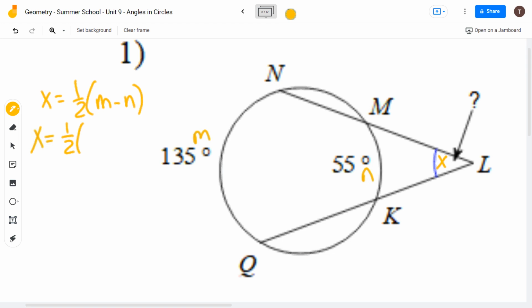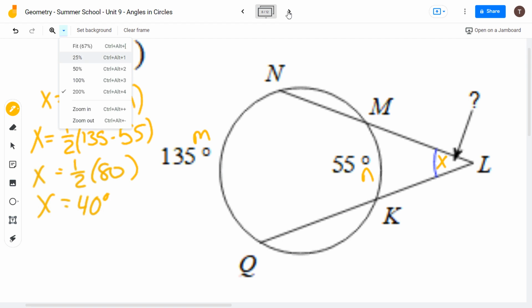In this case, it's not always 1/2. My m, I said, was 135. And my n, I know my n. It was 55. So 135 minus 55 is 80. I take half of 80 and I get x equals 40 degrees for that one.